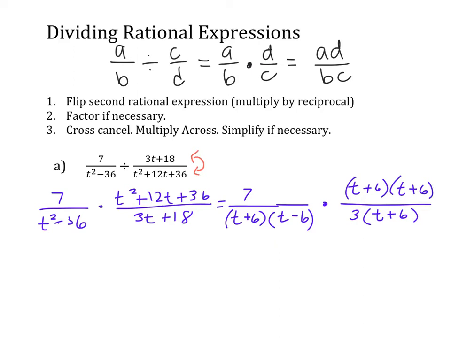You could factor on the side if you prefer, to actually check your work with your writing. If you can't do it in your head yet, then just do it on the side. So t plus 6, I'm going to cancel. There's one each. There's another t plus 6 here and one here. I might actually just write these all down.